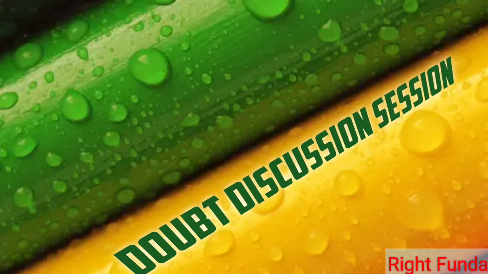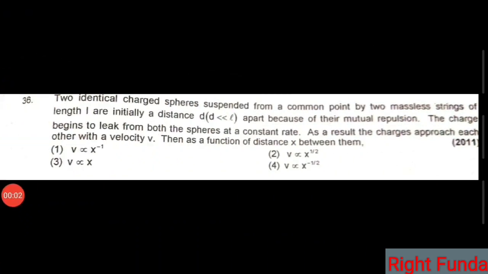We will be taking the last doubt for today, and this is the doubt sent by Sveta. Let's read the question. It is a previous JEE question. It says, two identical charged spheres suspended from a common point by two massless strings of length L are initially at a small distance d apart because of their mutual repulsion, where d is much, much smaller than L.